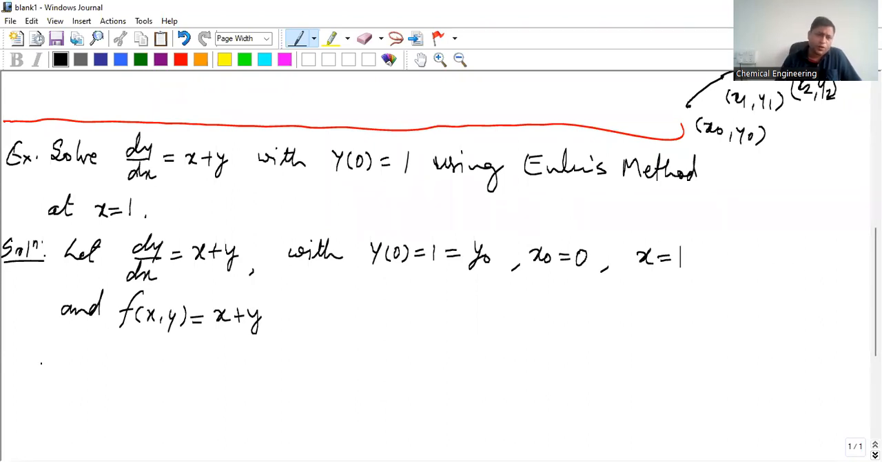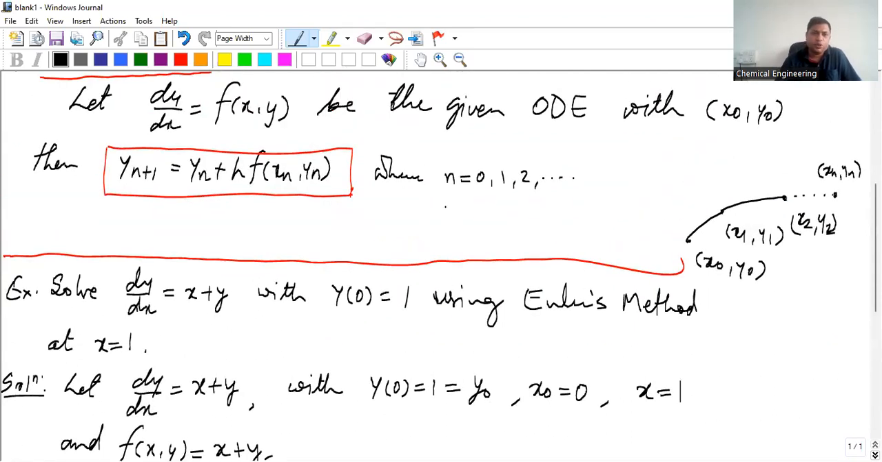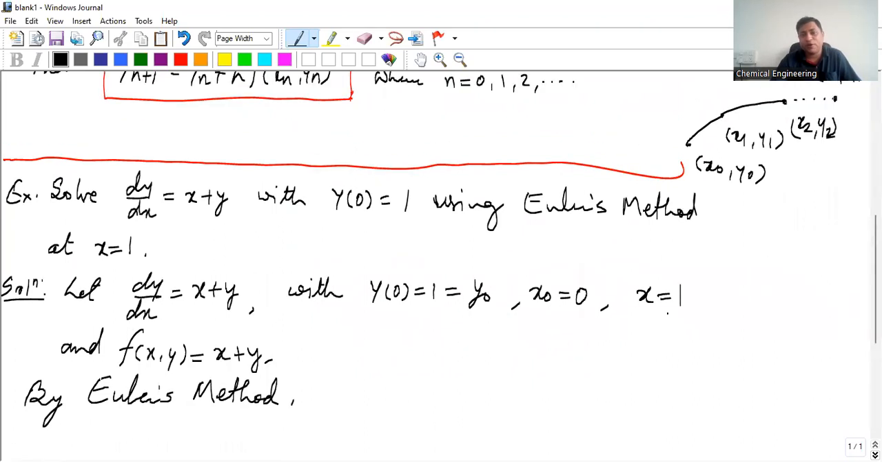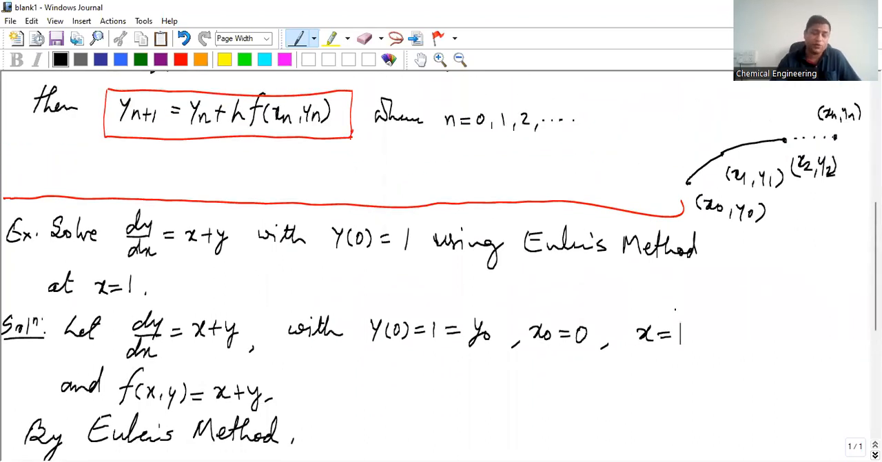Now, what do we know? By Euler's method, always write the formula. So what is the value which is not given? You can see the Euler formula here. You know x0, you know y0. What value you don't know is the step size. Correct. So that step size is missing. If I go with the Euler formula, then I need h. But before I go for the calculation, I have to find out h.